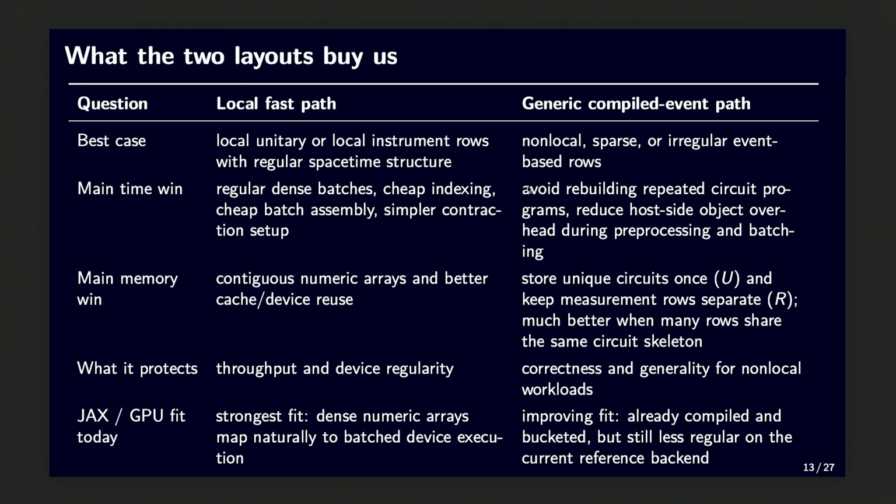We have to keep both the local fast path and the generic compiled event path because each of them has different specifications. And yes, I can calculate the local fast path using the generic compiled event path, but we are overkilling the resources. Local fast path is good for throughput and device regularity, and the generic one is really good for correctness and generality for non-local workloads.